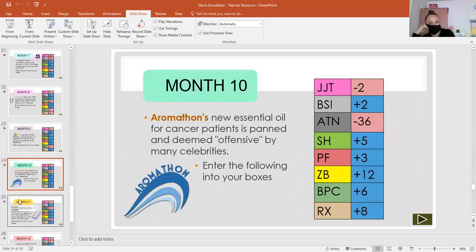Month 10, Aromathon's new essential oil for cancer patients is panned and deemed offensive by many celebrities. So they are not doing well there. So we're at -2, +2, -36, +5, +3, +12, +6, and +8.